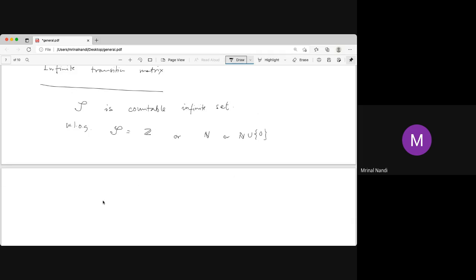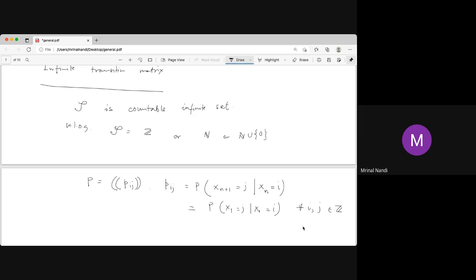Now it is Z. If it is Z, then what will be the infinite transition matrix? This will be some element P_ij, where P_ij is the probability that X_{n+1} is equal to j, given X_n equals i. This probability does not depend on n, so it is the same as X_0 to i, for all i, j belonging to Z, or maybe N, or maybe a set containing j.